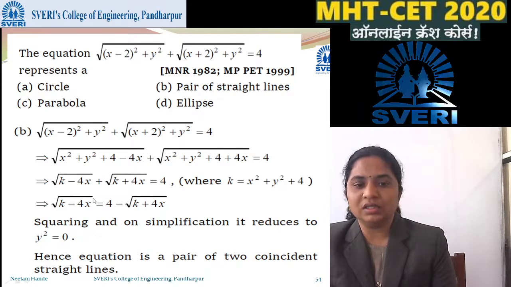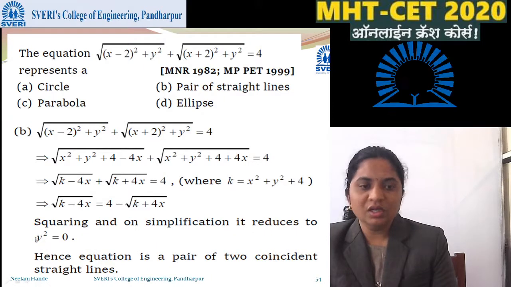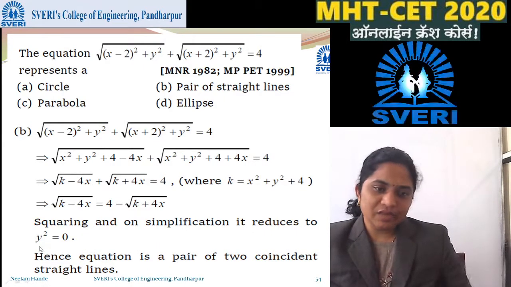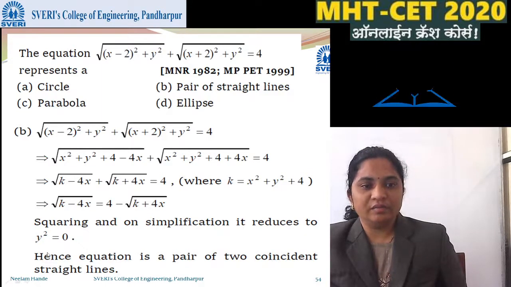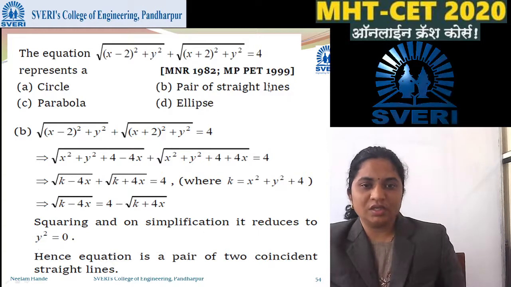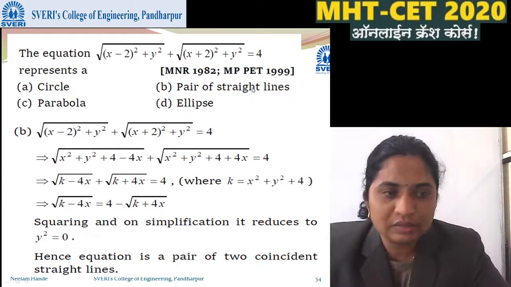If we solve it and substitute this here, we get y square is 0. Y square is 0 means y is 0 and y is 0. So it is a straight line, but a pair of straight lines as it is a square. So y square represents a pair of straight lines.